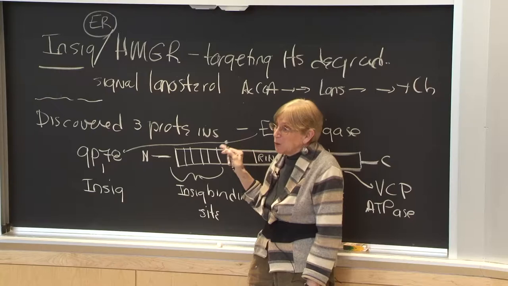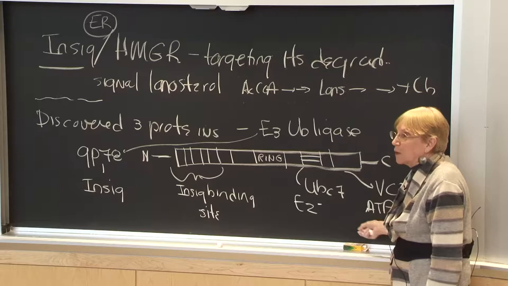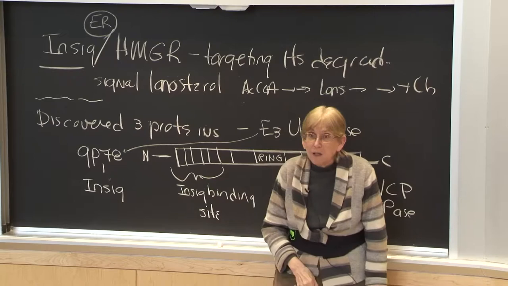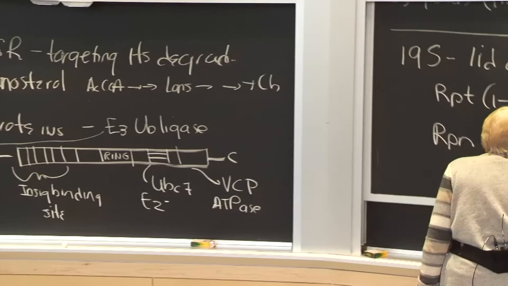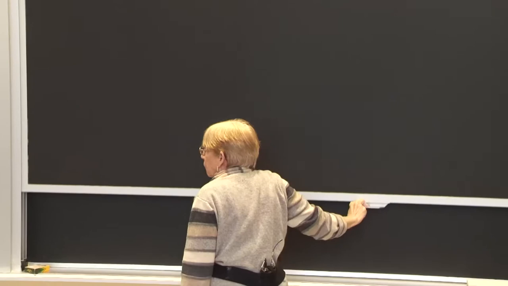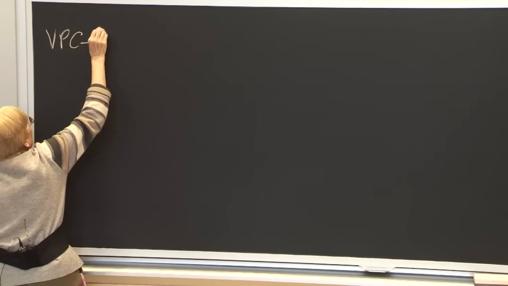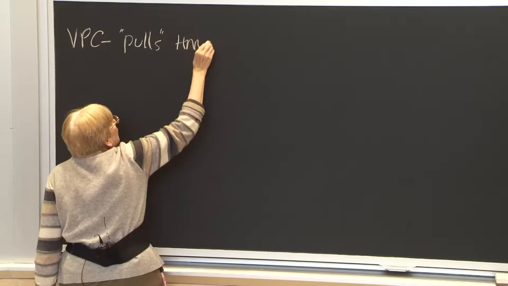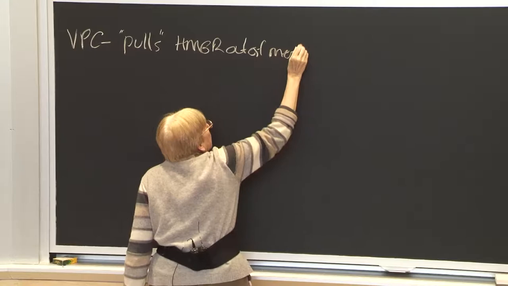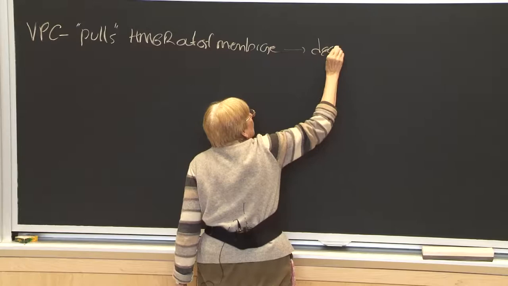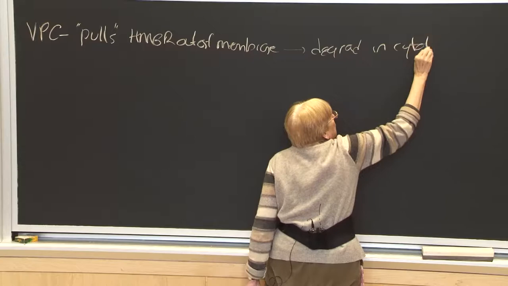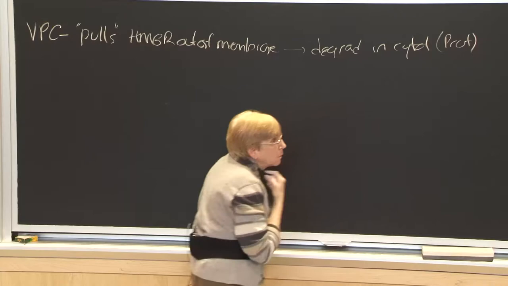Okay, that's not trivial. And this protein, this VPC domain, uses energy somehow to pull this out of the membrane so it can get degraded in the proteasome. So the VPC domain, quote, pulls HMGR out of the membrane. And so it gets degraded in the cytosol by the proteasome. Okay. Complicated, actually quite interesting.